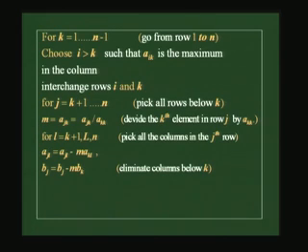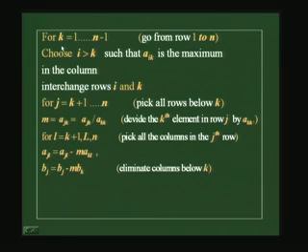So that's been summarized here. You go from row 1 to row n and choose i, larger than k, such that aik is the maximum in that column. That means you have to find the maximum value with the modulus. We are not interested in the sign here, so you just find the modulus and then the maximum value of that quantity, and then you interchange rows i and k.